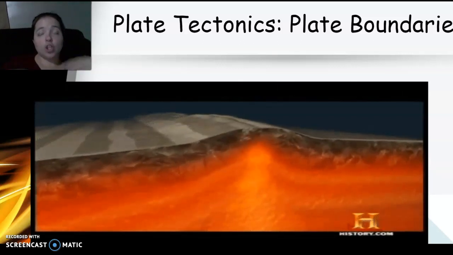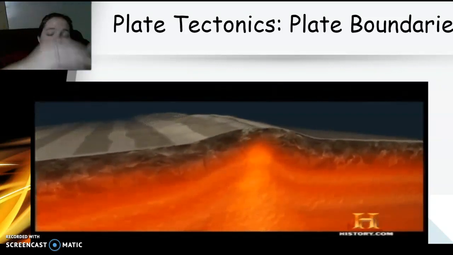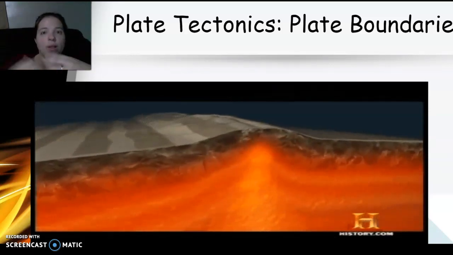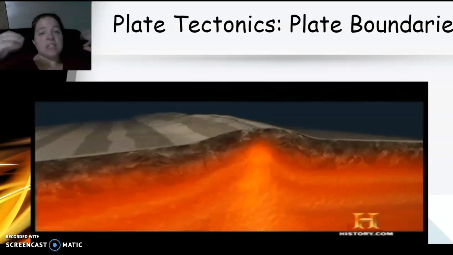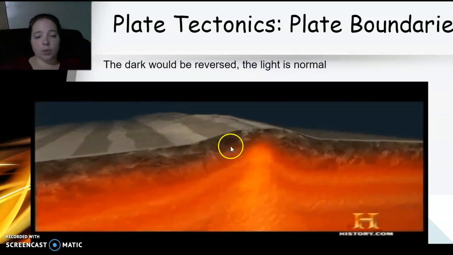What happens about every 200,000 years is it reverses. So in this case, the magnetic north will actually be pointing south. Our South Pole will then be magnetic north. Our North Pole will no longer be our North Pole. It will be like our South Pole. So it will flip-flop. It does it every 200,000 years. So in my little description, what you should put is the darker ones would be reversed. The lighter ones are normal.